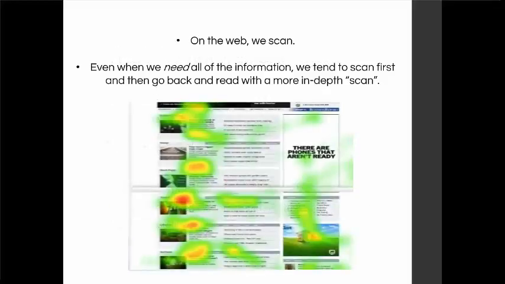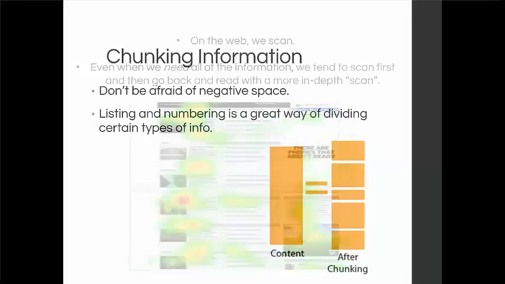One thing that we know about the web is that people scan information on the web. So even in an online course, when we know that we need to know all of this information for a test or an assignment or something like that, a lot of students will scan the information first, and then they'll go back and read with a little bit more of an in-depth scan. Hardly anybody reads word for word anymore, even when we think that we're reading word for word. Often we don't, particularly on the web.